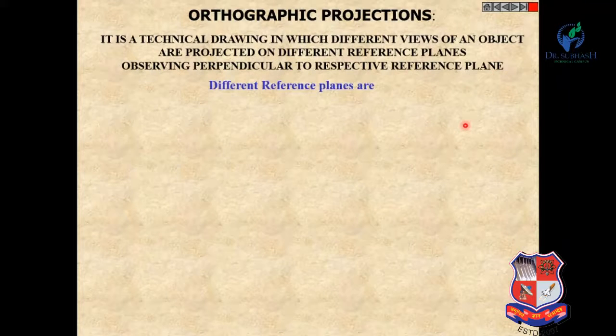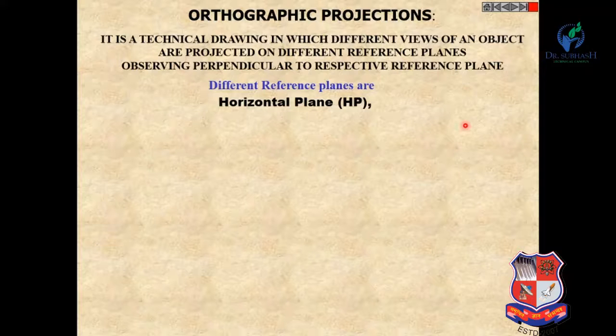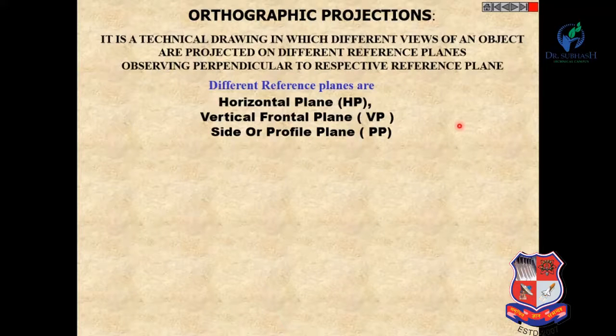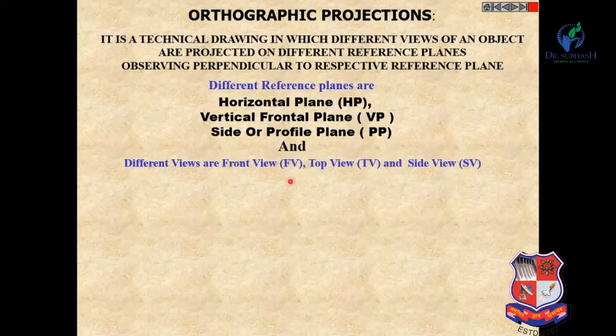Now the different reference planes are the horizontal plane, known as HP, the vertical plane, known as VP, and the profile plane, known as PP. The different views in orthographic projections are the front view, FV, the top view, TV, and the side view, SV. There are 2 side views: one is the left hand side view, known as LHSV, and the right hand side view, known as RHSV.